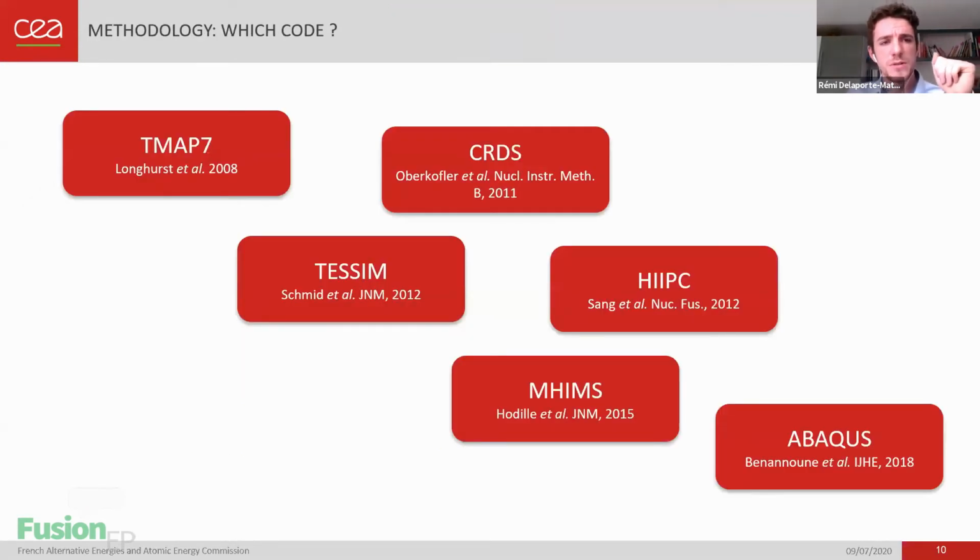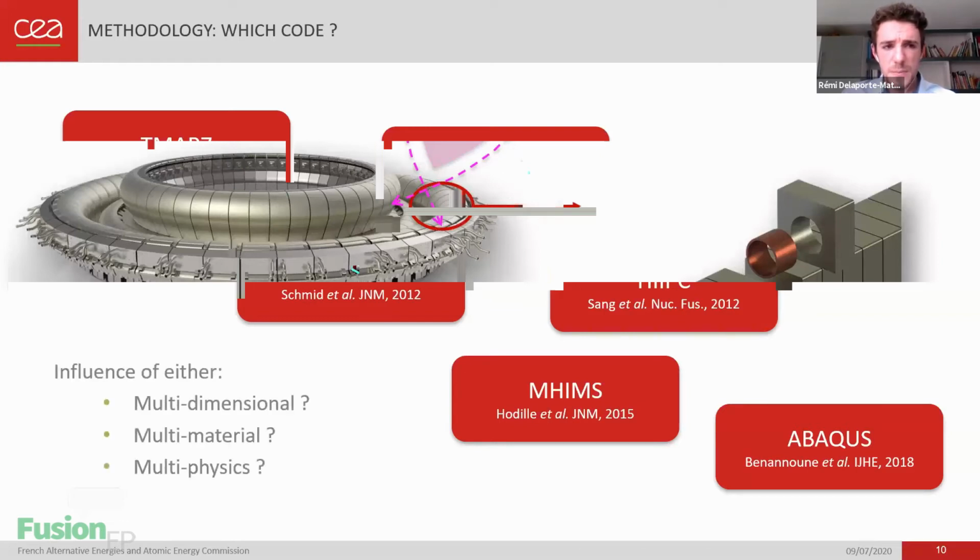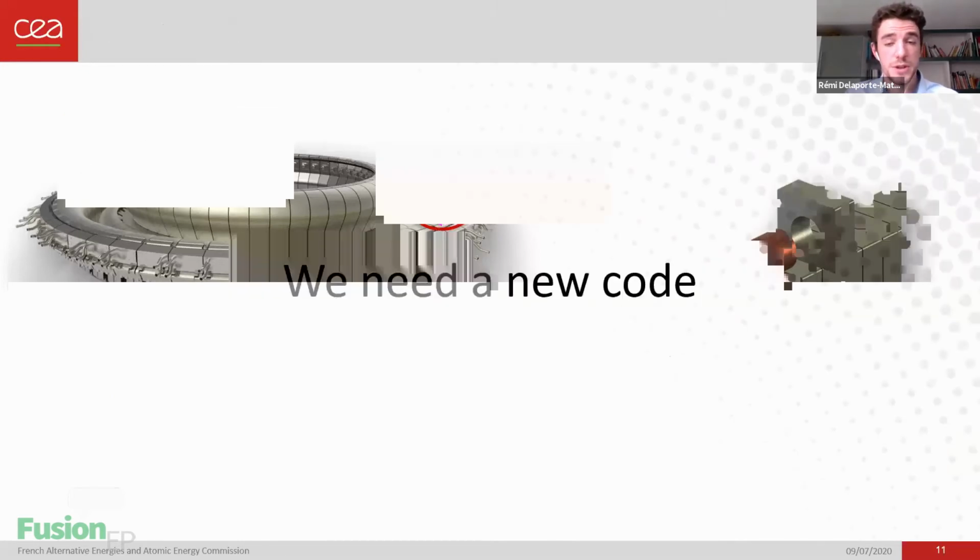So which code can we use to simulate hydrogen transport? Well, in fact, we have plenty. You may know TMAP7, that is maybe the most used one, but it's really hard to get the distribution of it. But you have plenty of other codes that have been developed through time. But the thing is, neither of these codes can perform multidimensional and multi-material and multi-physics simulation at the same time. So that's why we need a new code.